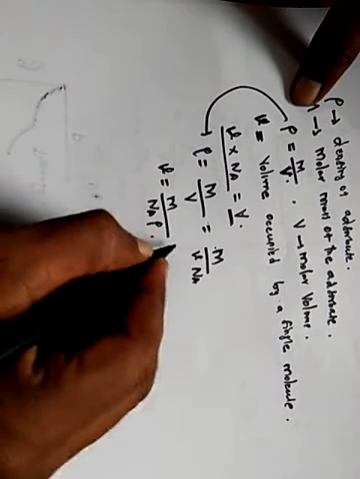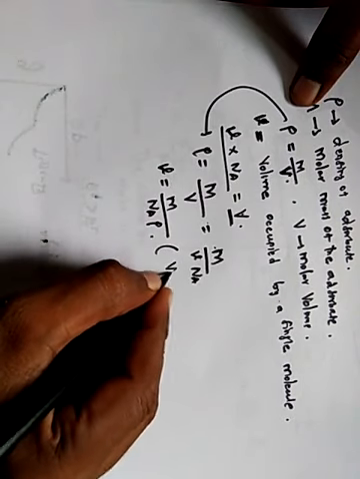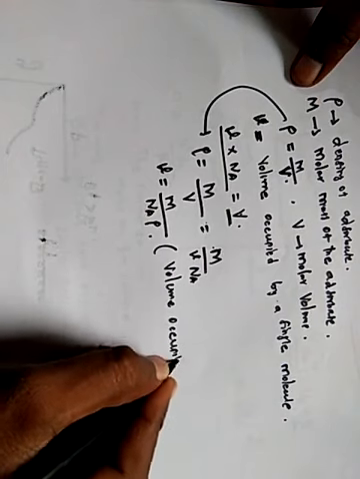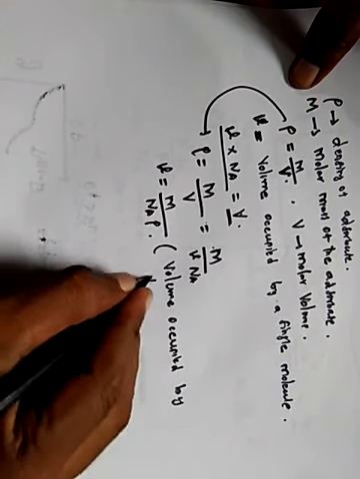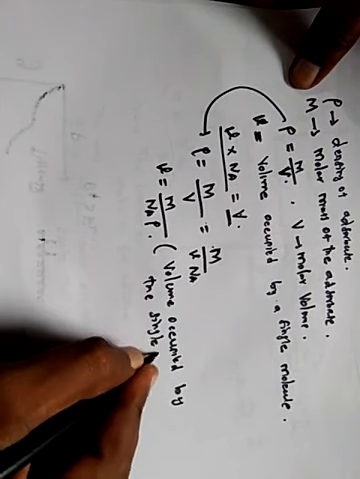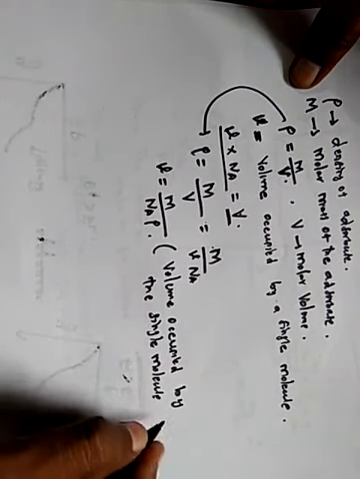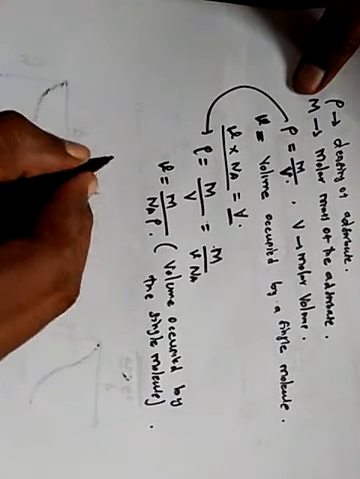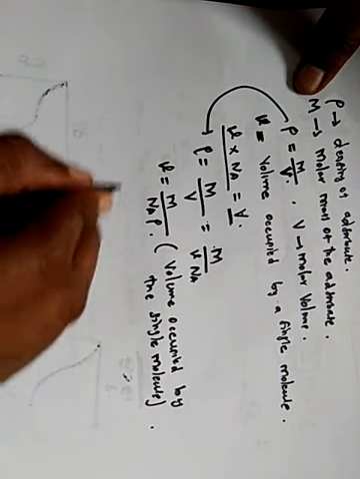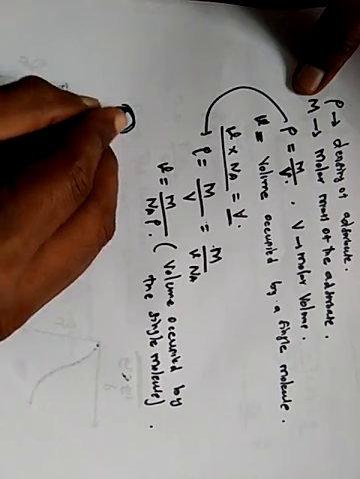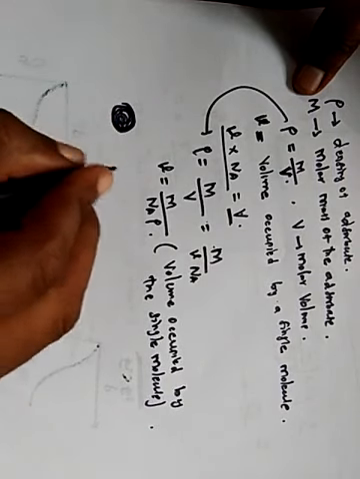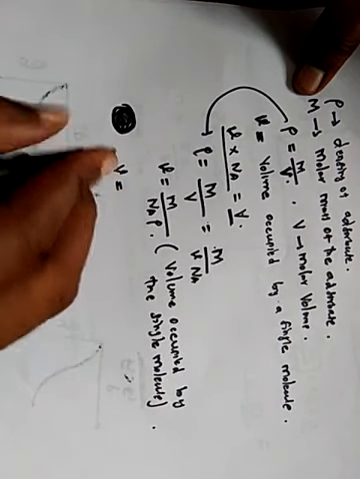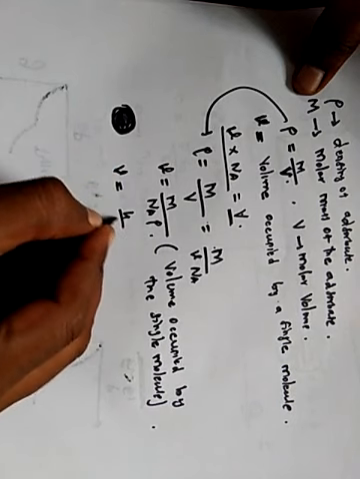This is actually the volume occupied by the single molecule. Then let me assume the molecule to be spherical. Your molecule is a spherical molecule. Just assume it. Then the volume v is given by 4 by 3 pi r cube.